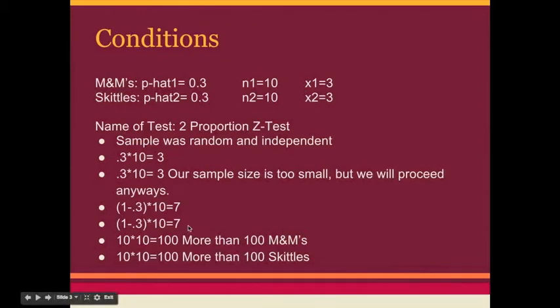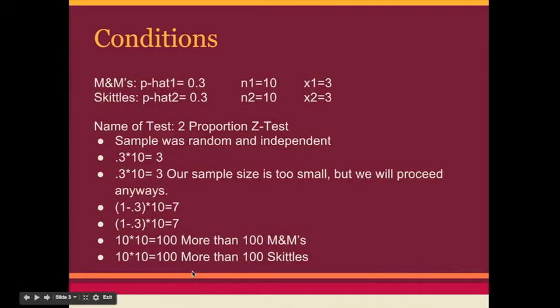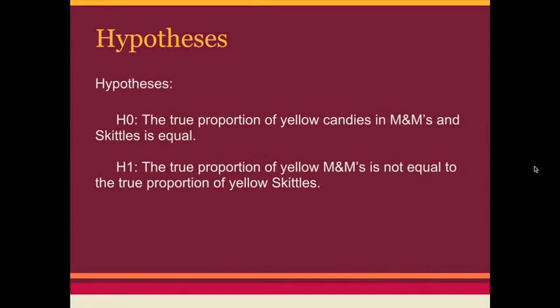And then to make sure that our population was not greater than 1/10 of the true population, we multiplied our n value by 10, which equals 100, and we know that there are more than 100 M&Ms on Earth. Then we have 10 times 10 for the Skittles, and that gets us to 100, and we know there's more than 100 Skittles on Earth right now. So that's definitely met.